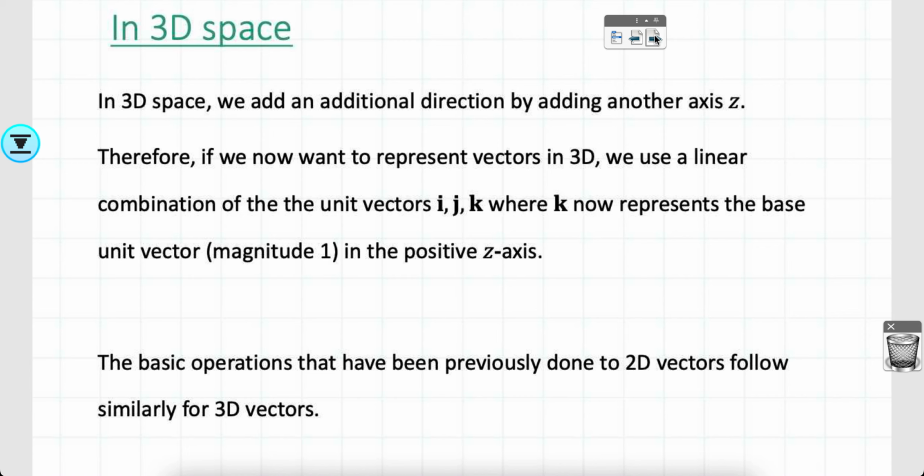So we can apply the same idea to 3D space as well. So far we've been dealing with 2D. In 3D we just add an additional axis. So in 2D we have the x and y, and when we go to 3D we add that additional direction, which is the z axis. So we also define a unit vector for the z axis, which is k. So now we have the 3 base unit vectors, i, j, and k, and a linear combination of i, j, and k will give you any vector in 3D. So the operations are obviously going to apply the same way. It's just that you're dealing with 3 components.